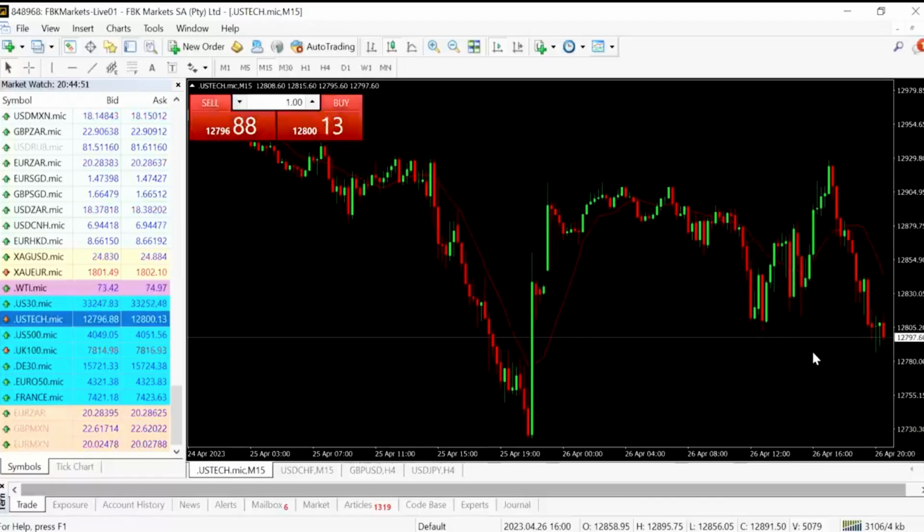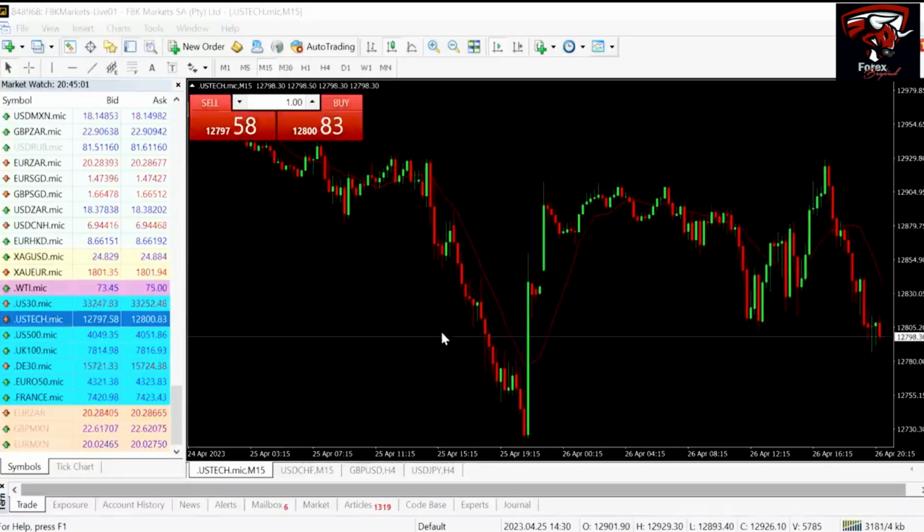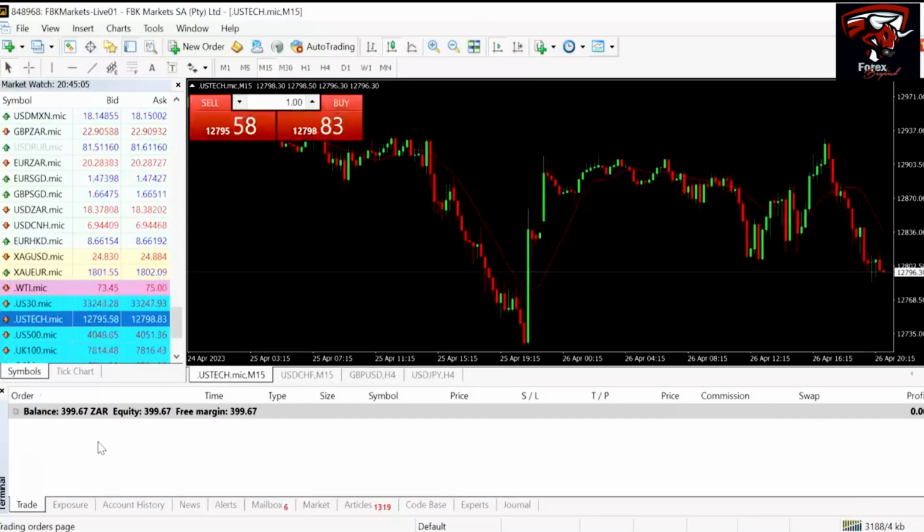So now, the third topic that we're going to be dealing with is stop loss. Ideally, what is stop loss? I'm going to attempt opening a trade right now. I have about 399 rands. I'll be opening a trade on micro account. Actually, I'll be using lot size 1. Let me see if it will go through.